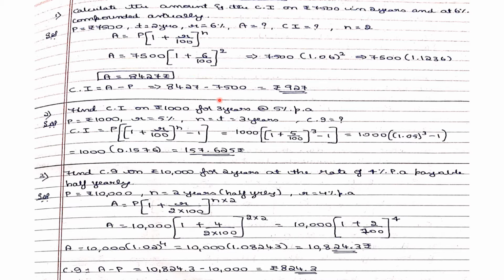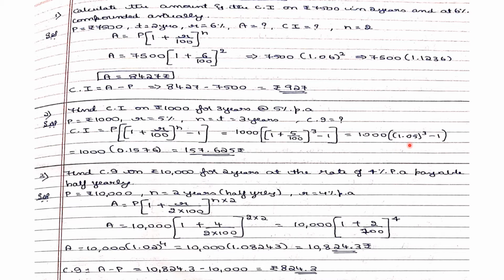Second problem, once again in the same way. Here, instead of calculating the amount separately, they are directly calculating the compound interest value. You can use any of the methods. Here the one small difference is that you have to just write minus 1. So 1000 into (1 plus 5 by 100) to the power of 3, minus 1. This cube is only for this bracket. 1 plus 5 by 100 gives you 1.05. So you have 1000 into (1.05 cubed minus 1).